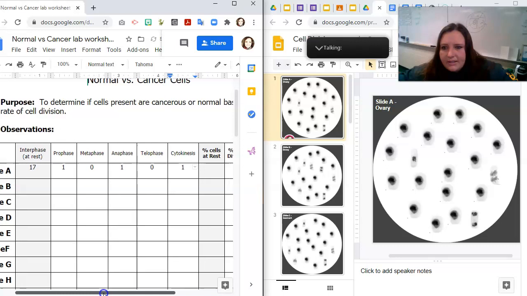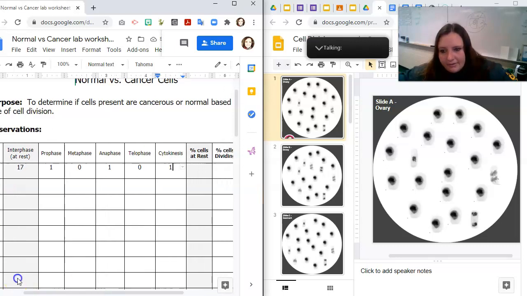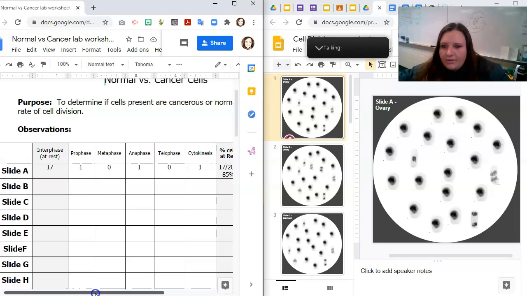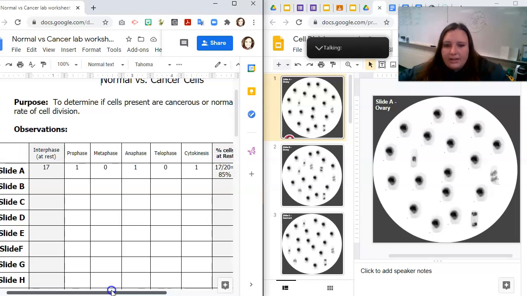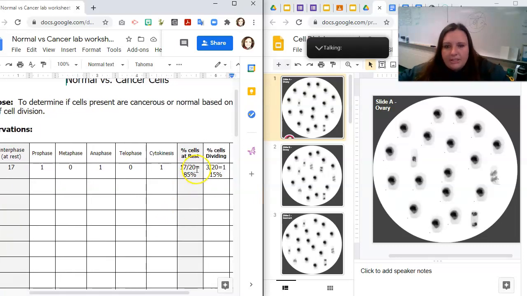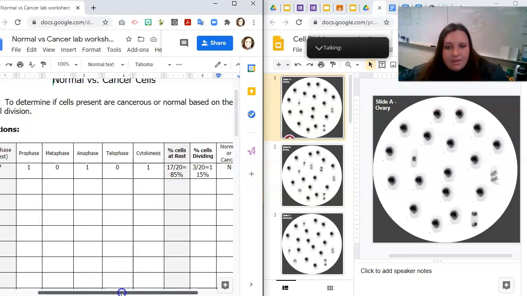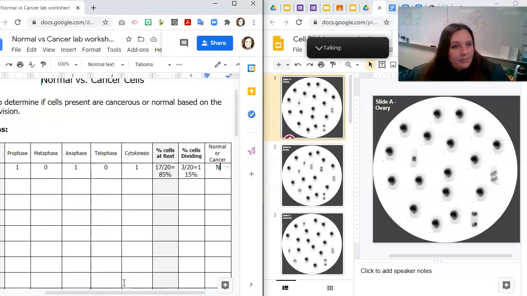Based on this, I need to figure out how many cells I have. So I have 17, 18, 19, 20. I have 20 total cells that I am viewing, and I'm going to start calculating the percent of them that are at rest and the percent going through division. The first column that asks for calculations is percent cells at rest. 17 out of the 20 is going to be 85%. Percent of cells dividing is about 15%. To me, that is close enough to the 90-10 rule that I'm going to call this normal.